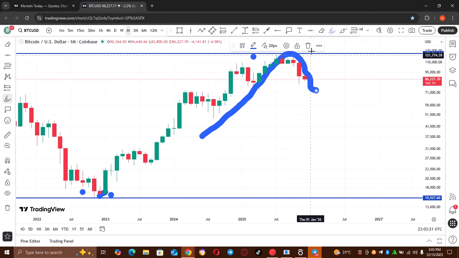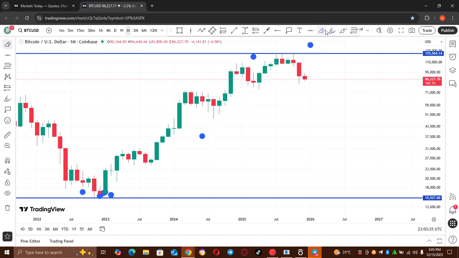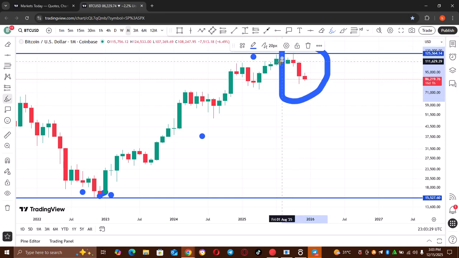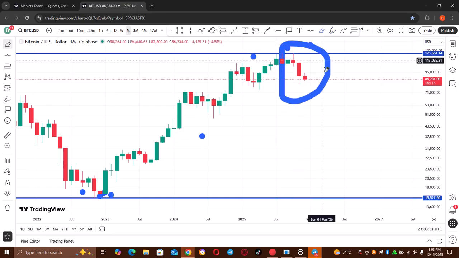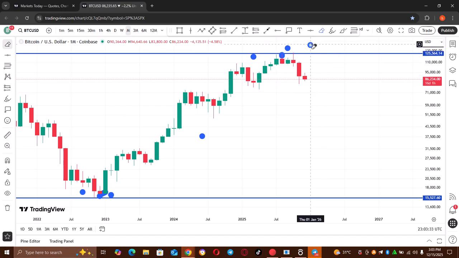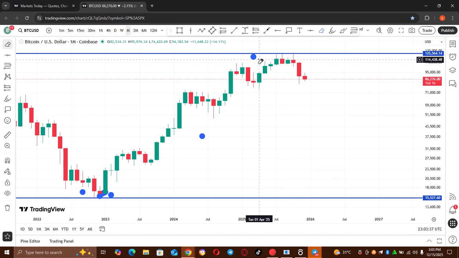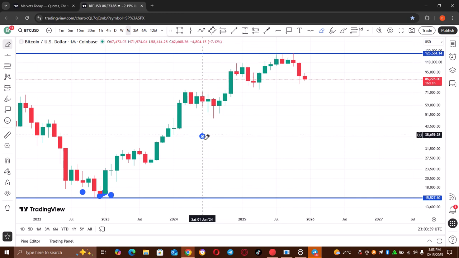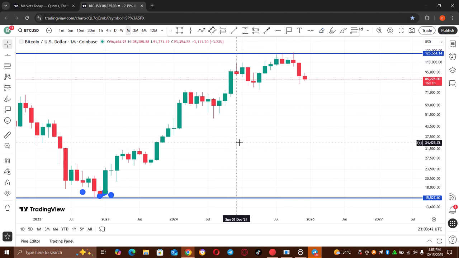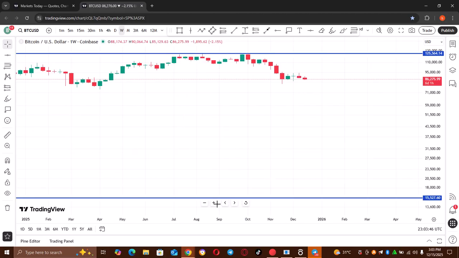Okay, so now this rejection, I believe when we move to the smaller time frame, is going to be looking like bearish structure or bearish trend. But the information we understand on the monthly time frame is that the overall structure is what? Bullish. Current price hit the monthly resistance, got rejected. Are you fired up? So from here we move to the weekly time frame.